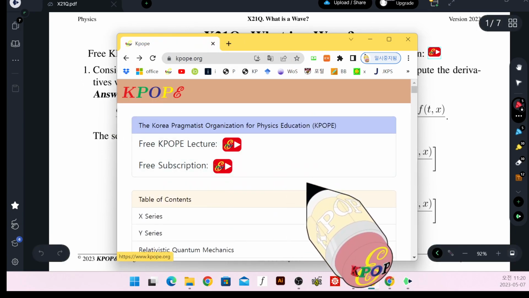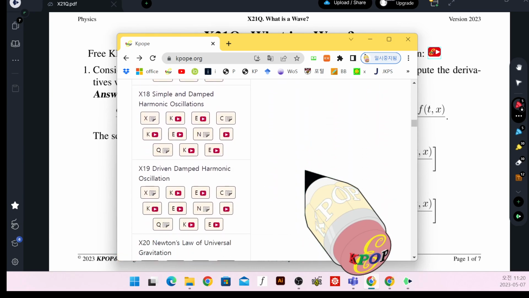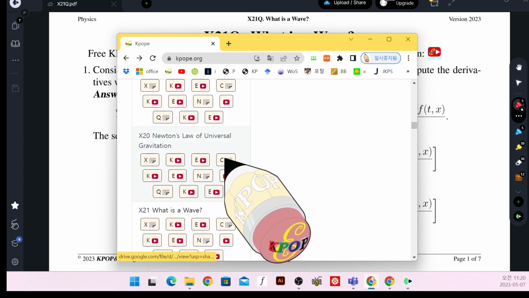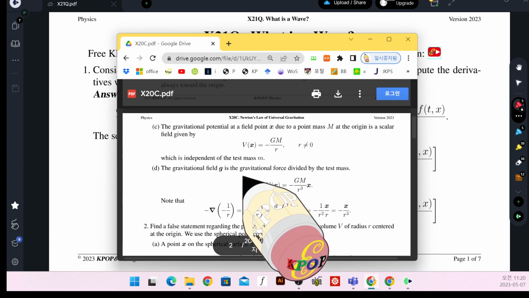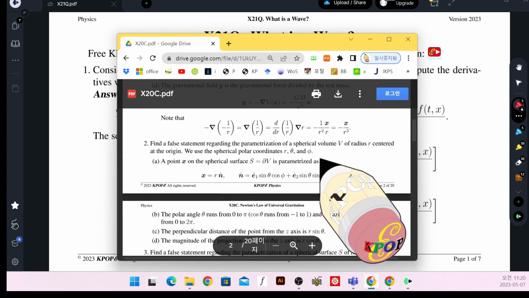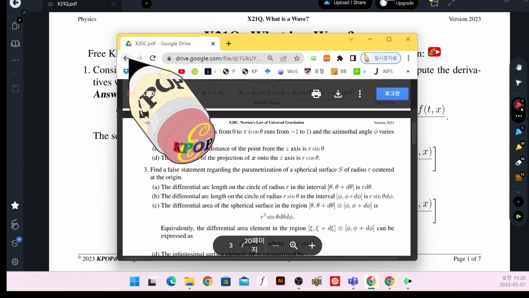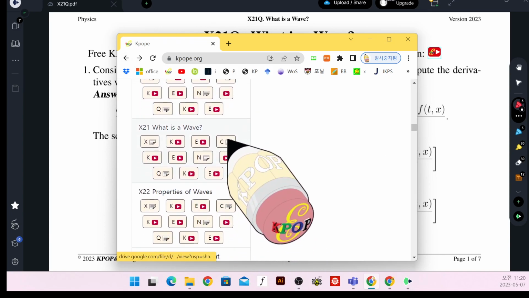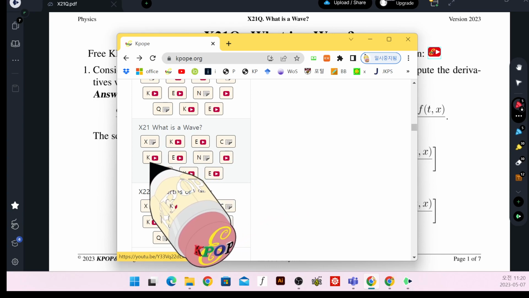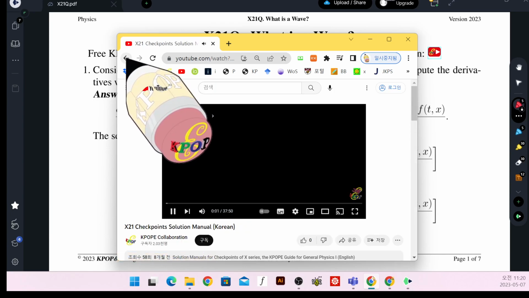Okay. And then this one also contains checkpoints that are various problems asking you to find a false statement, but however, I believe every statement in this list is true. The lectures for solving these questions are given in Korean and English, and they are also found on YouTube.